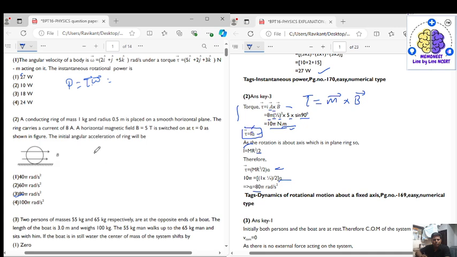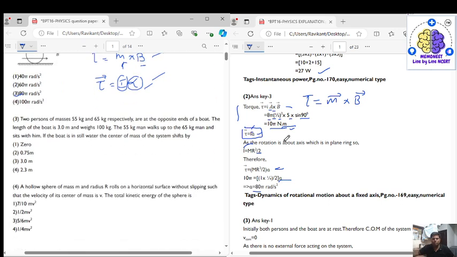The two formulas we have used here are tau is equal to M vector cross B vector, from magnetism, where M is the magnetic moment of the coil and B is the magnetic field applied, and from rotational motion, tau is equal to I into alpha, where I is the moment of inertia and alpha is the angular acceleration. Equating both the torques gives the value of alpha, which is 80 pi radian per second square.